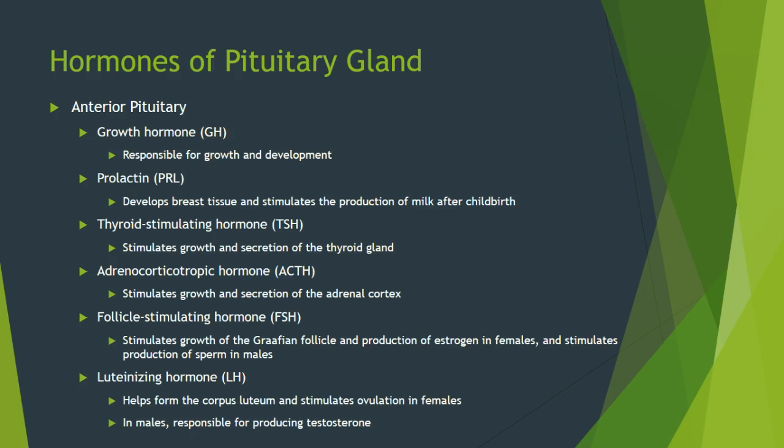Follicle stimulating hormone stimulates follicles in the ovary. The follicles are where the eggs, or the oocytes, are being produced. And it also stimulates the production of sperm in a male. And then luteinizing hormone is important for ovulation in a female. And in males, it is going to cause the production of testosterone.